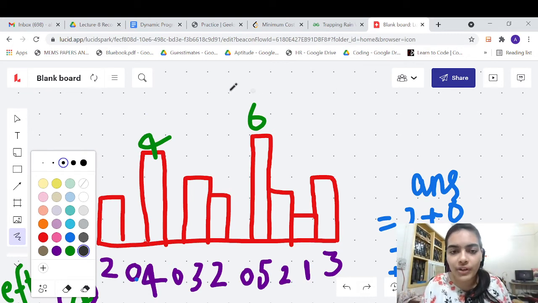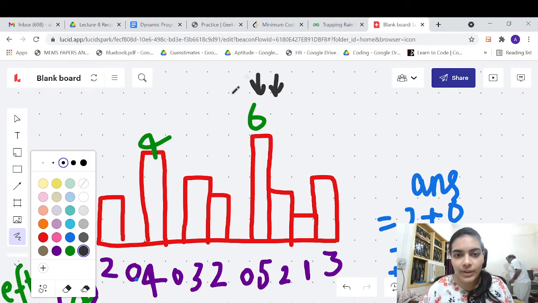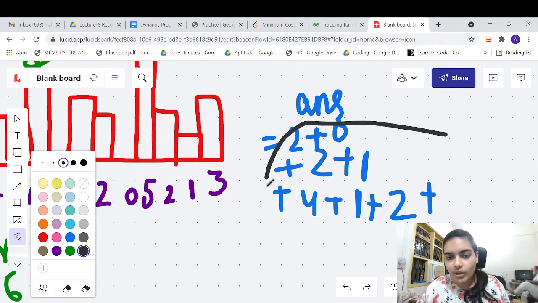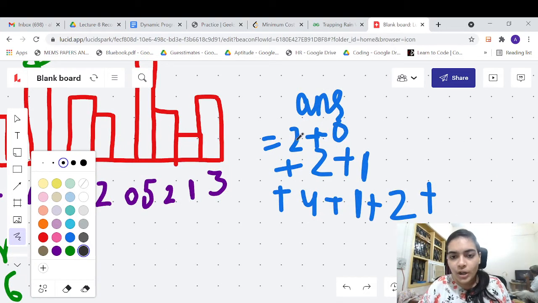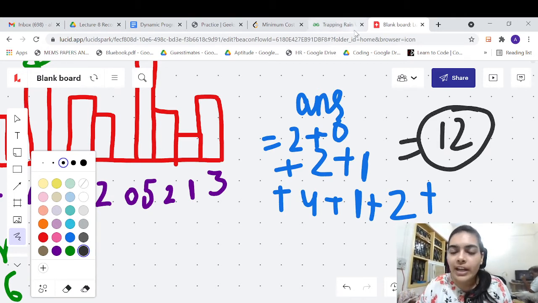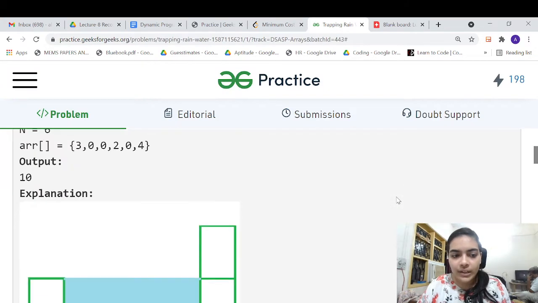So in this case, when left and right are both equal, you can stop after this particular iteration, and this will be the total answer. This will be the total water that you trap. 2 plus 2 is 4, 4 plus 1 is 5, 5 plus 4 is 9, 9 plus 1 is 10, 10 plus 2 is 12. 12 will be your answer. Okay, so let us do one thing. Let us quickly code the solution.